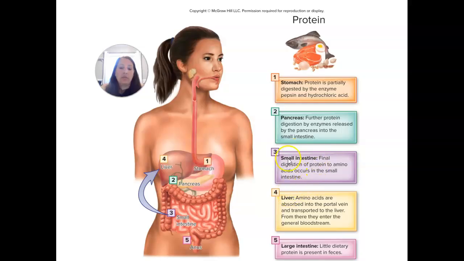Those amino acids will then move to the liver via the portal vein. And there, we'll talk about what happens. One of the things that can happen is those amino acids can enter the bloodstream and be delivered to all of the body cells. The large intestine, not much happens there. Little dietary protein ends up there. Most of it gets absorbed. And so there will be little dietary protein in fecal matter.